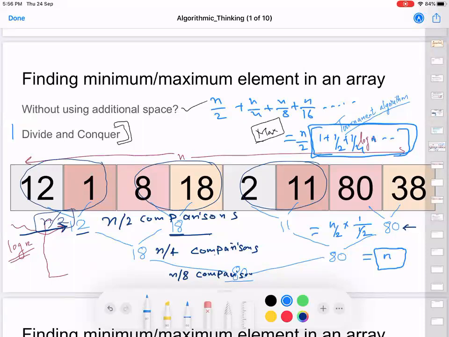Actually, even if you use this tournament method to just find the max or minimum element in an array, it will still require n comparisons. And that is obvious, right? We cannot rule out any element. When we are trying to figure out the maximum element in an array, definitely we'll have to check each and every element. So it's going to take order of n time.